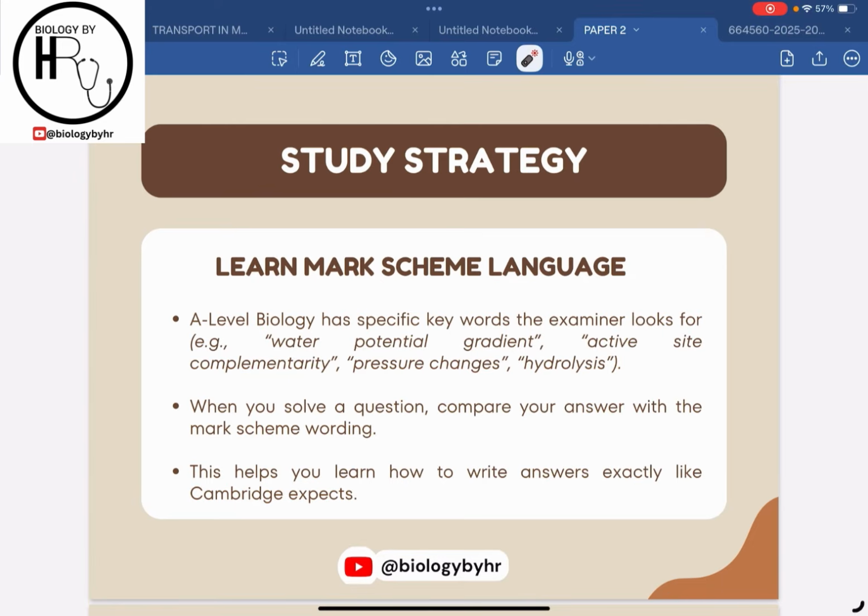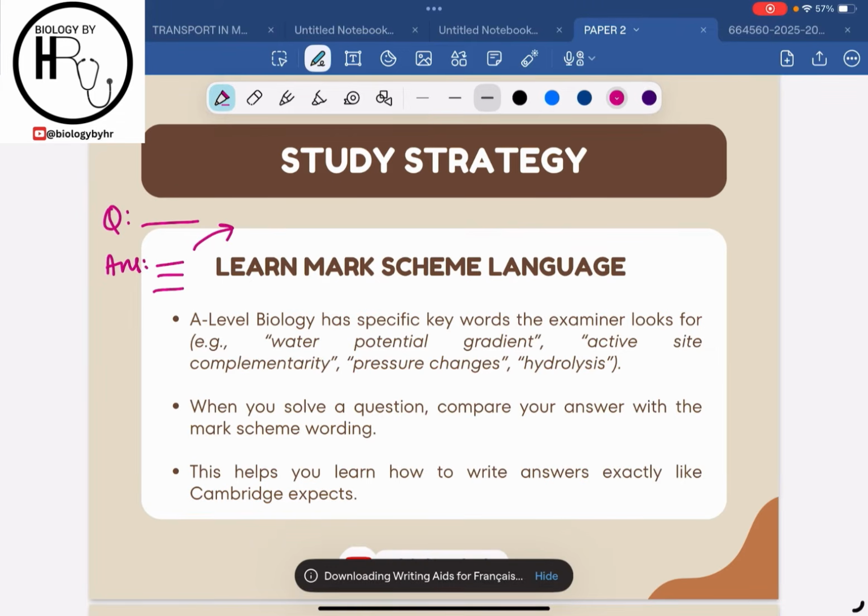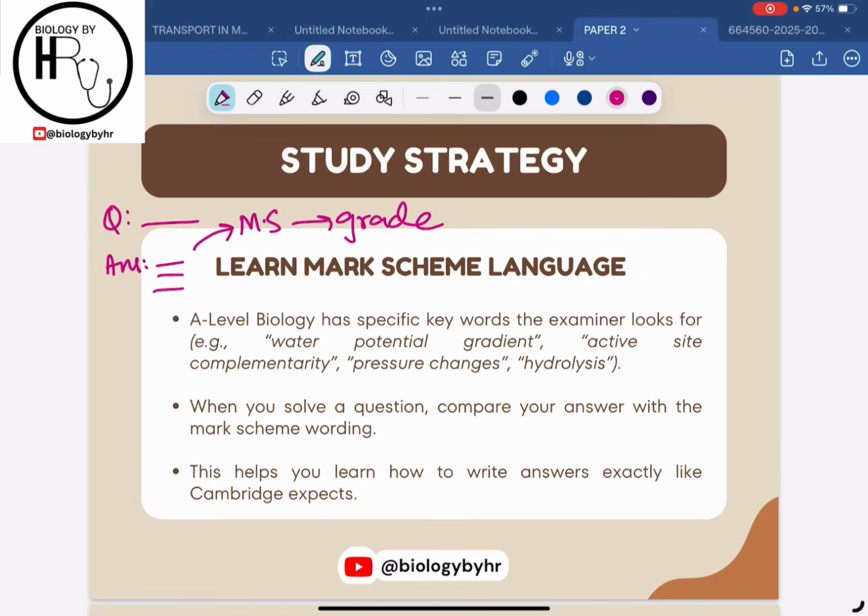Next up, for the strategy, we have: learn the marking scheme language. Now what does it mean to learn the marking scheme language? Once you do any question, I would really advise you, while solving the topical past papers of paper 2, once you do a question and write your answers in your own words, check it with the marking scheme and grade yourself on how many marks you are getting on the answer you have written, and underline those specific key terminologies used in the marking scheme where you are being awarded the marks, right?